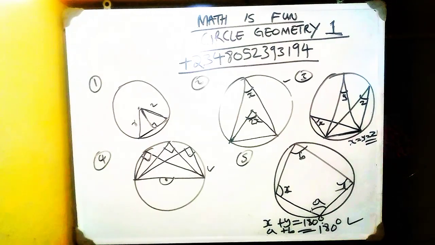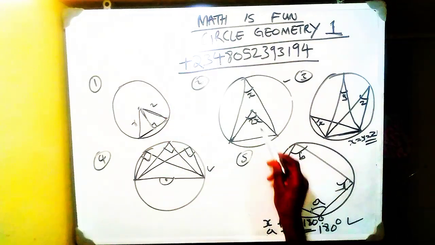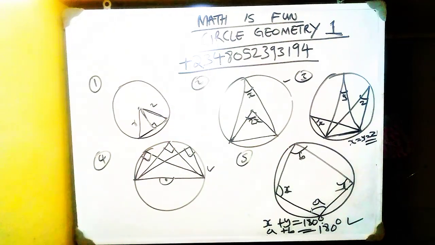So these are the basic laws of cycle geometry from 1 to 5. The moment you master these laws, you will not have much problem in cycle geometry 1. This is very simple. This is just Pythagoras. The angle at the center is always twice the angle at the circumference. Angles in the same segment are always equal. The angle in a semicircle is 90 degrees, and opposite angles of a cyclic quadrilateral are always supplementary.